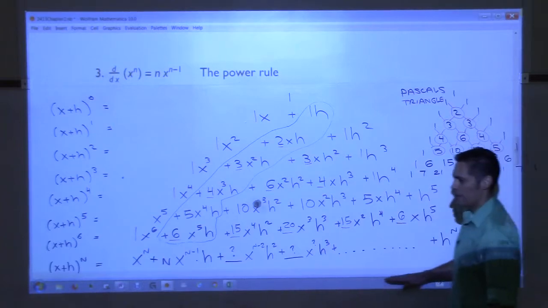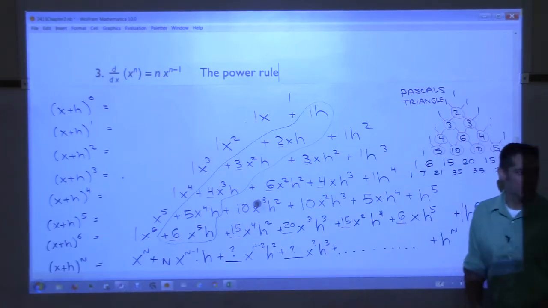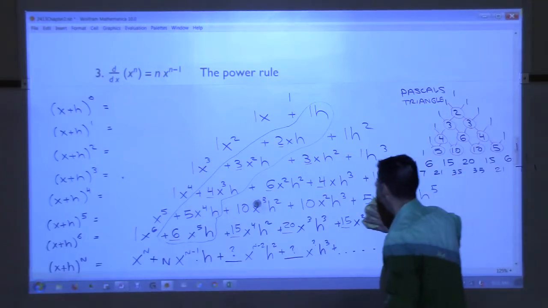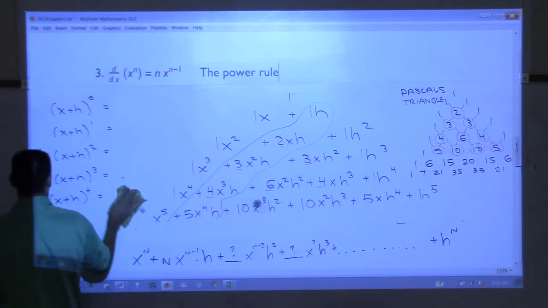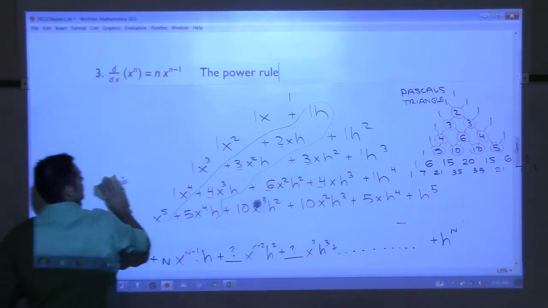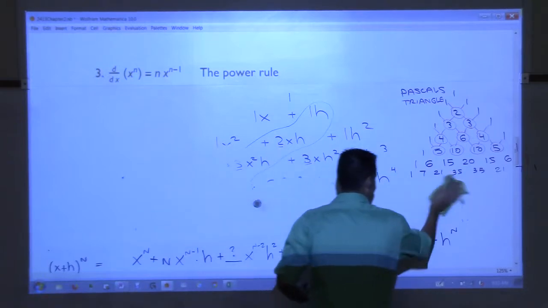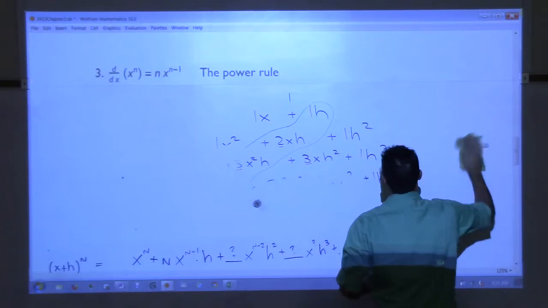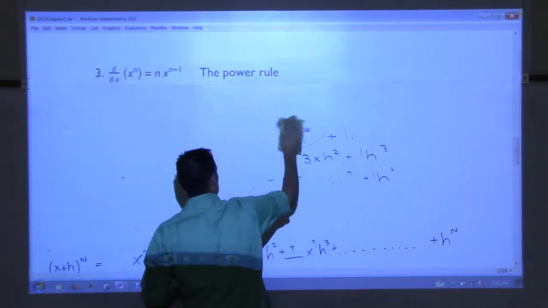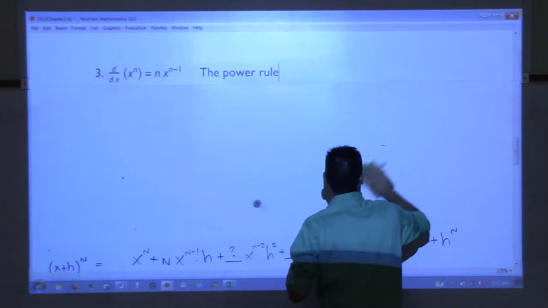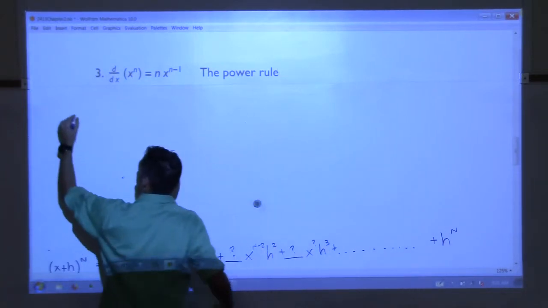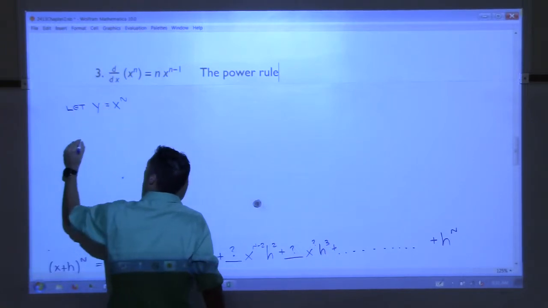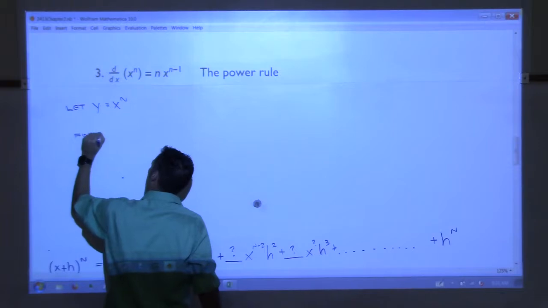Sure? Got it? All right, I'm ready to prove the power rule now. Don't forget that formula. Actually, I'll leave it down there. I think I can leave it there and do the proof up here. So the only way I can prove this to you is by going back and using the limit definition. That's the only way that I can legitimately prove that this formula is correct. So here's what I'm going to do. I'm going to start out, I'm going to let y equal x to the n. And then I'm going to find y prime.